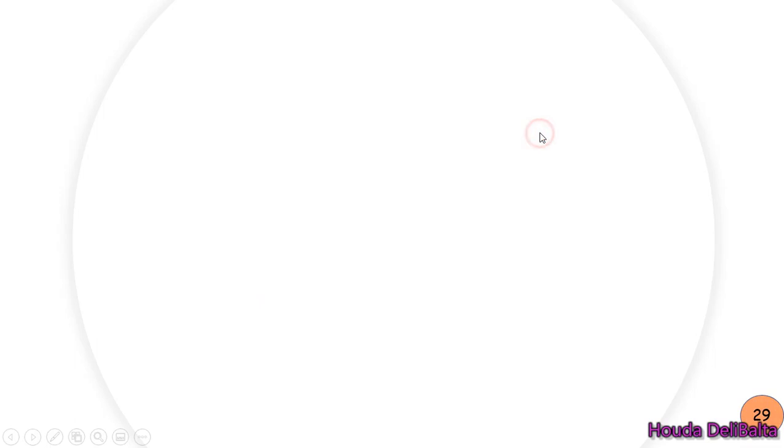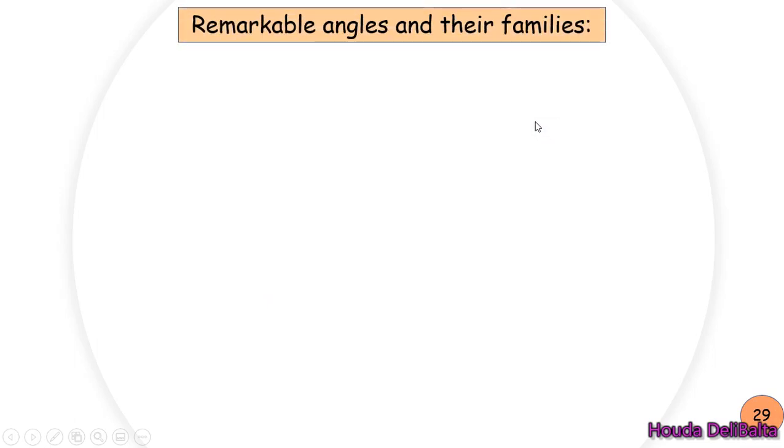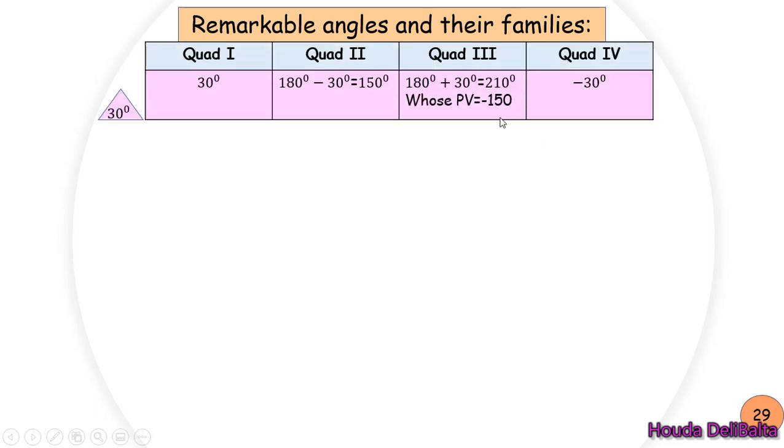And now, dear grade 10 students, we are going to talk about remarkable angles you've noticed at the beginning of this chapter and their families. The first remarkable angle we are going to talk about is 30. So these are the members of the family of 30.